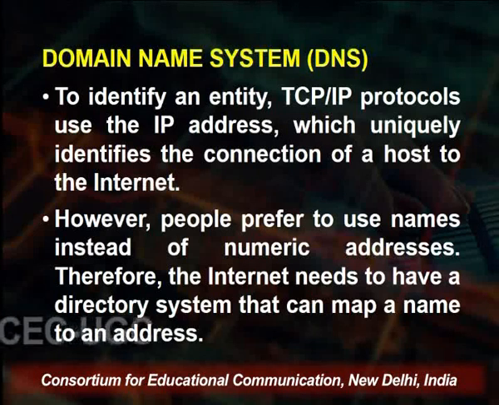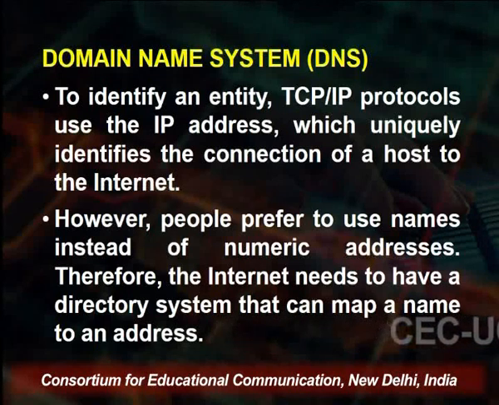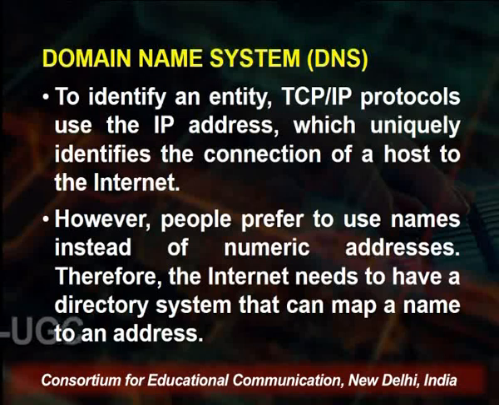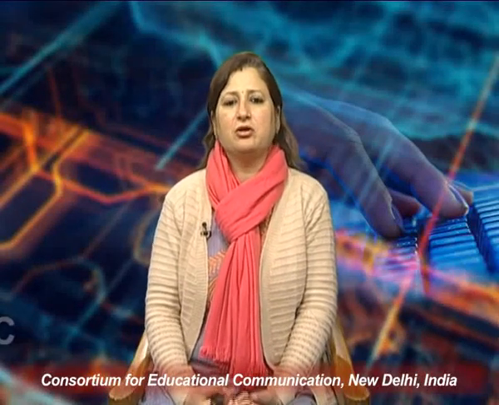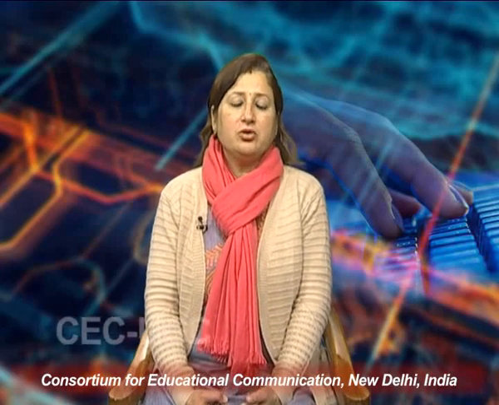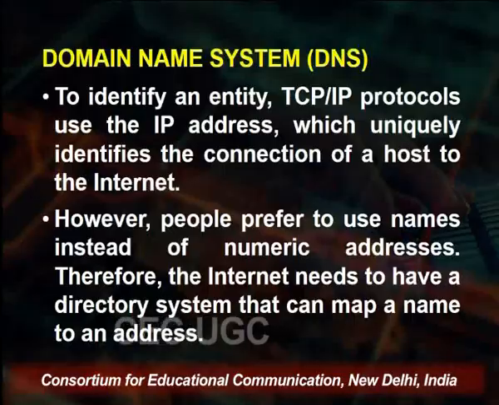So every host connection on the internet is identified by a unique address called the IP address, which could be IPv4 or IPv6, as we had discussed. That is basically a numeric number, or an alphanumeric number if we are talking about IPv6. But when people have to refer to computers, it is very difficult to remember numbers. It's very difficult to remember IP addresses, because human beings prefer to use names instead of numeric addresses.